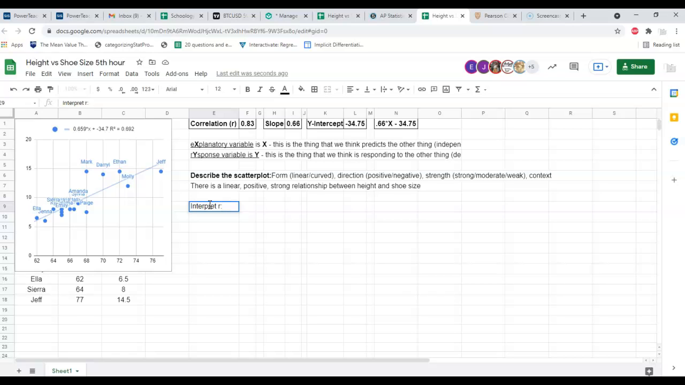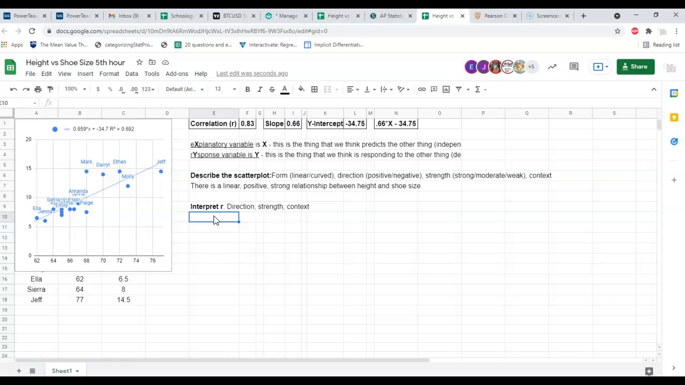Interpret R. This is just direction, strength, context. So what did I leave out that I had in the previous one? What's the difference between describe the scatter plot and interpret R? What's missing in interpret R? I didn't put linear or curved, right? You can't tell linear or curved if I just give you R.